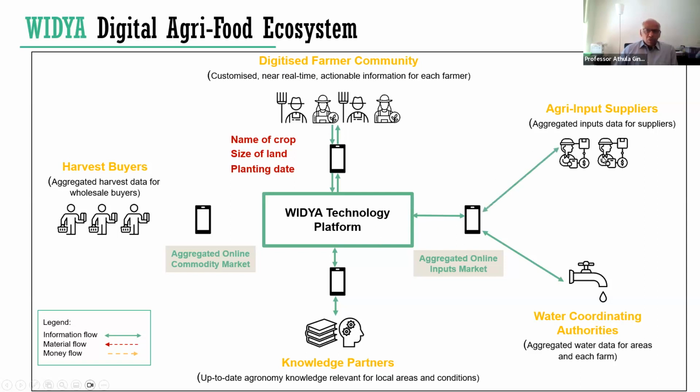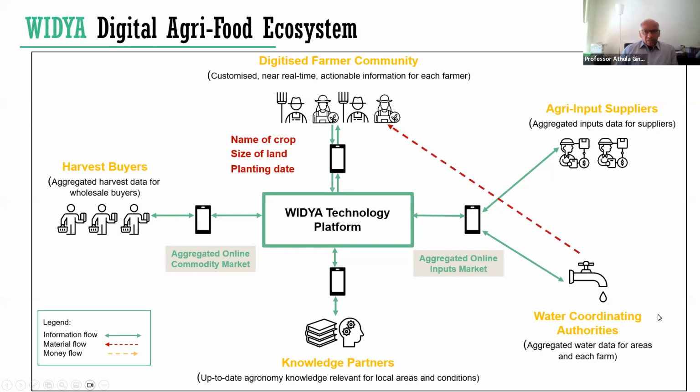The aggregated input requirements we can provide to input suppliers. And the aggregated harvest coming from a community can be presented to the buyers. Between farmers and buyers, we can aggregate and get the benefit of economies of scale for farmers. And we have developed aggregated online commodity market platforms, with contracts established on blockchain using smart contracts, which was another PhD project, on how it was done, the trust, etc.